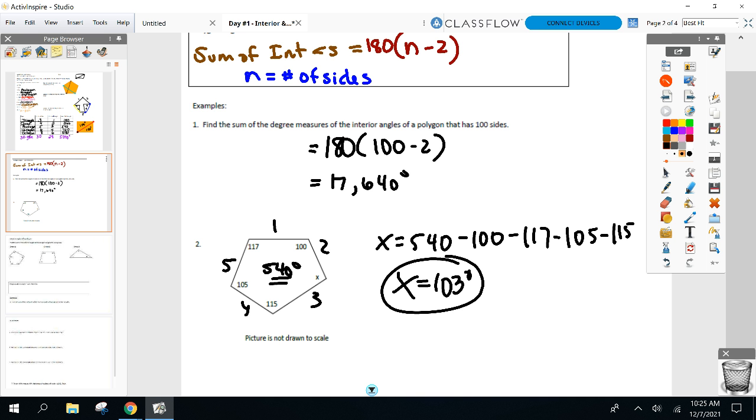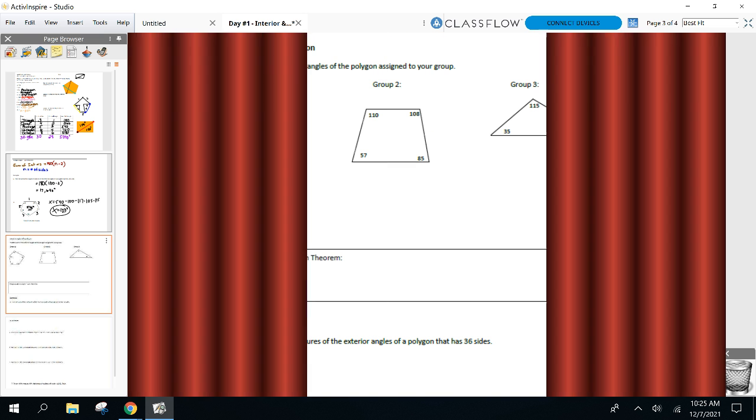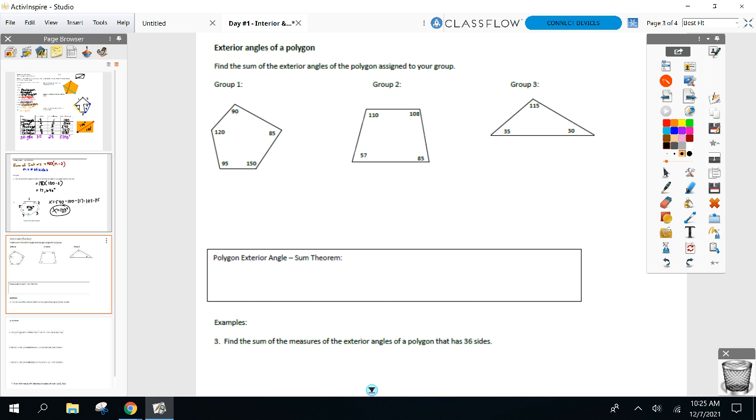Questions? Everyone all right? How to find what they all add up to inside? Because now we got to go outside. What do all the exterior angles add up to? So here's what you're going to do for me. I got 1, 2, 3, 4, 5, 6. I'll do group 1 is this combined group right here. Group 2, that combined group right here. And group 3, this combined group right here. So everyone knows what figure you're responsible for.